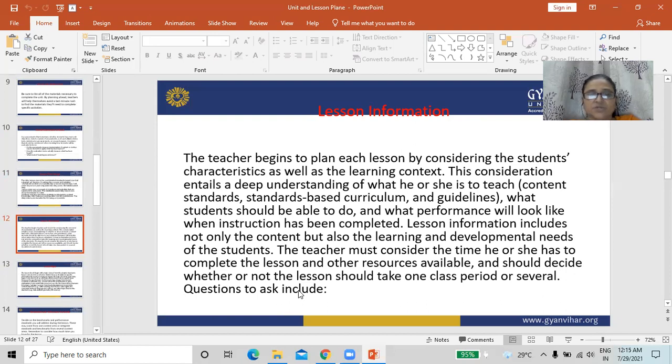Lesson information includes not only the content but also the learning and developmental needs of the students. The teacher must consider the time he or she has to complete the lesson and the other resources available, and should decide whether or not the lesson should take one class period or several.